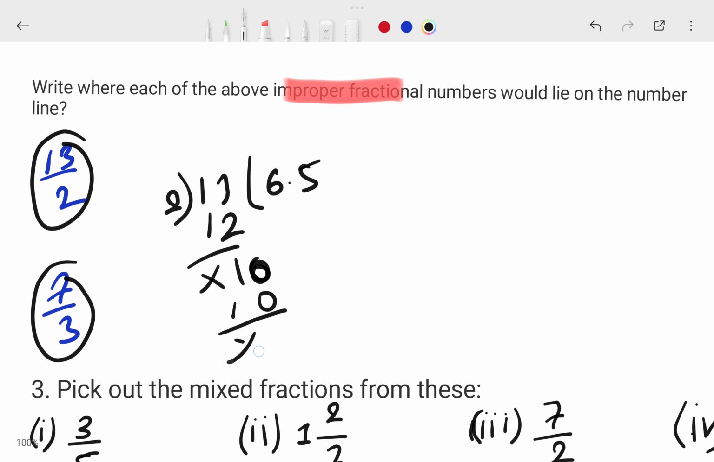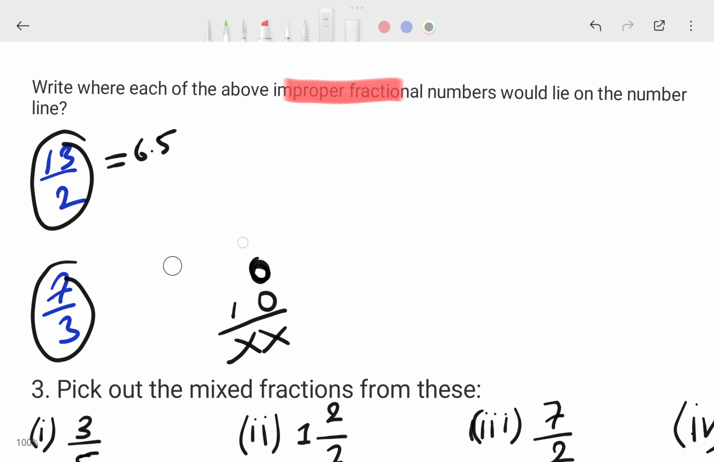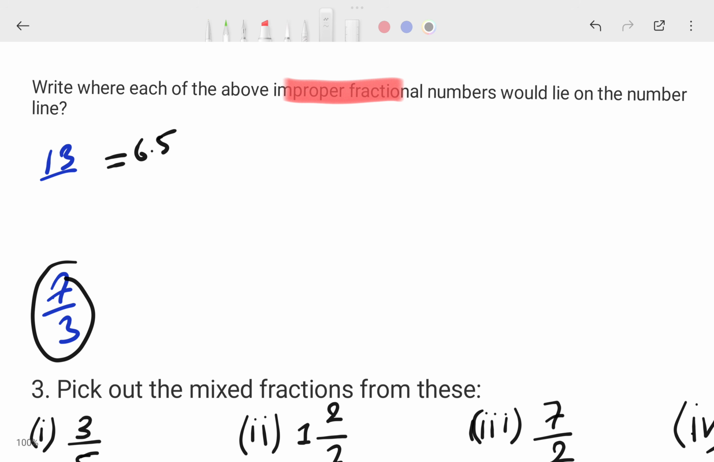Okay, this is cancelled. Okay? So what do we get? We get 6.5. It means that we get one number. When I divide 13 by 2, we get one number, that is 6.5. 6.5 we can easily plot on the number line. I will tell you. Like that, we will do the same thing here.